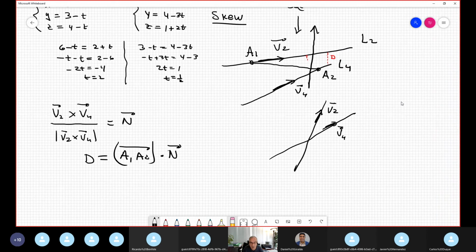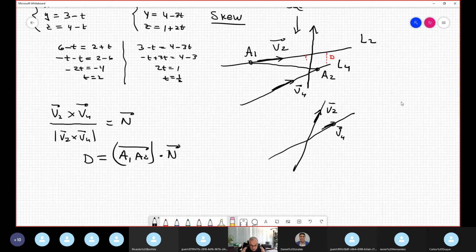Let me try one more time. Focusing, 150%. We have two lines. The lines are skew lines. That means they can never intersect. I have information about the direction vectors of both, and the vectors that indicate direction are the vector B2 and the vector B4. If you perform the cross product between B2 and B4, or B4 and B2, it doesn't matter, you get a new vector. This vector is perpendicular to B2 and B4.